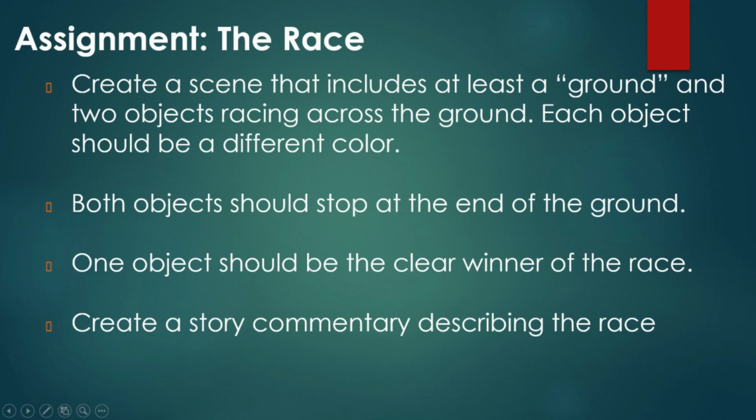All right, so here's your assignment. You're going to create a scene that includes at least a ground and two objects racing across the ground. That means each object is going to have a different velocity. So there has to be a clear winner, and each object should be a different color. And they should both stop at the end of the ground. So the end of the ground is the winner of the race. So create a race between two objects. They can be spheres, they can be pyramids, they can be people if you can figure that out. But there should be a clear winner, and they should both stop at the finish line.